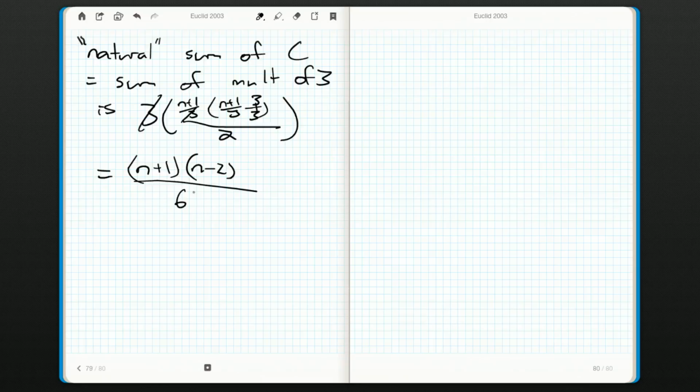Is that it? So 21 times 18 over 6. Let me just grab my calculator. 21 times 18 all over 6. 63. Okay. So that's fine. In this case, C has a sum of 63. We need 7 more.